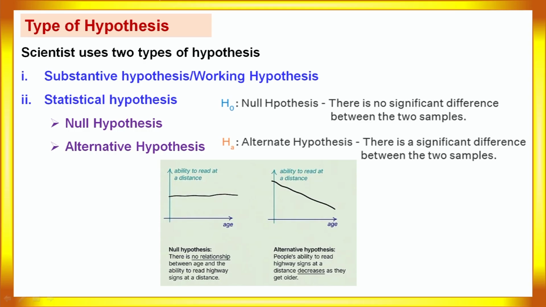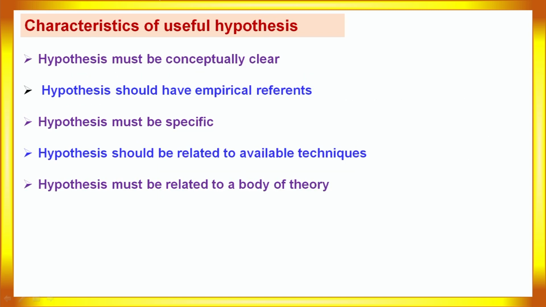The purpose of the researcher is to verify the hypothesis and prove that the alternate hypothesis holds true based on the facts. Now, coming to the characteristics of a useful hypothesis. There are a number of important aspects a researcher must be careful about. The first important aspect is that the hypothesis must be conceptually clear. It means the hypothesis must be operationally defined, and it should be understandable and communicable to the people involved in the researcher communities.